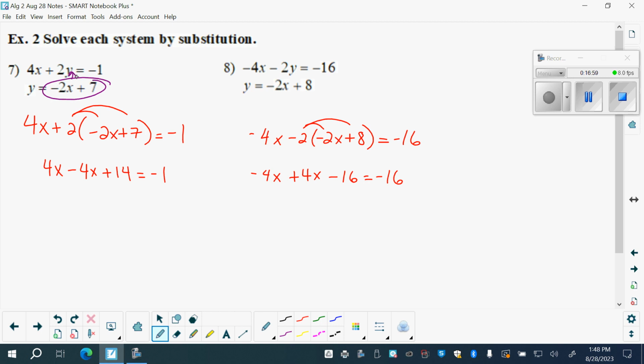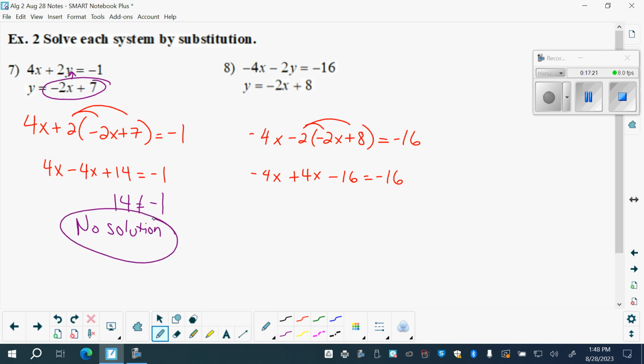What do I do next? What happens to my x's when I have 4x minus 4x? They cancel, don't they? So I get 14 equals -1. Does 14 ever equal -1? No. So that means my answer is no solution. That's right.